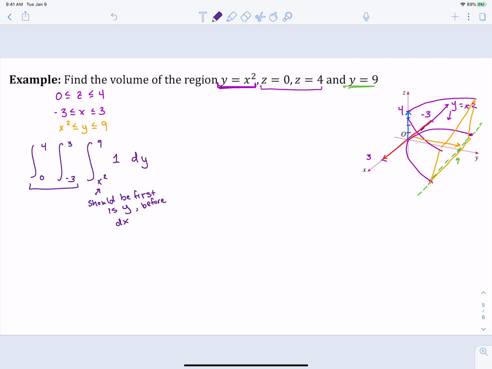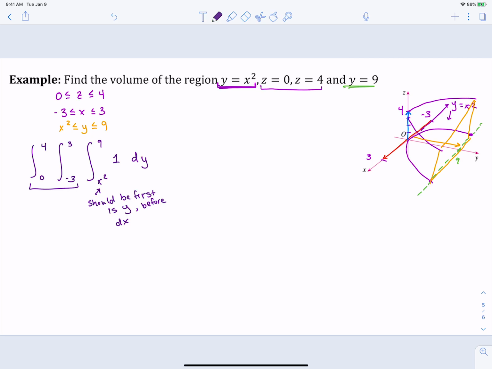And again, no matter what happens with these other two, when we do this first inside integral, the integral of 1 dy from x squared to 9, we're going to get y from x squared to 9, and that's going to give us 9 minus x squared. So then our integral, I'll at least do the one I underlined here, 9 minus x squared dz dx.